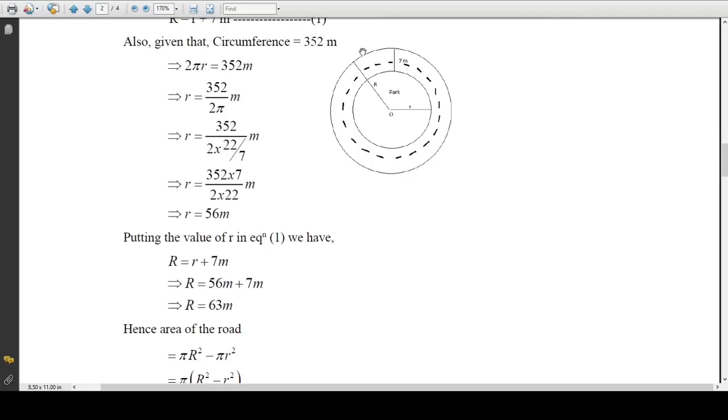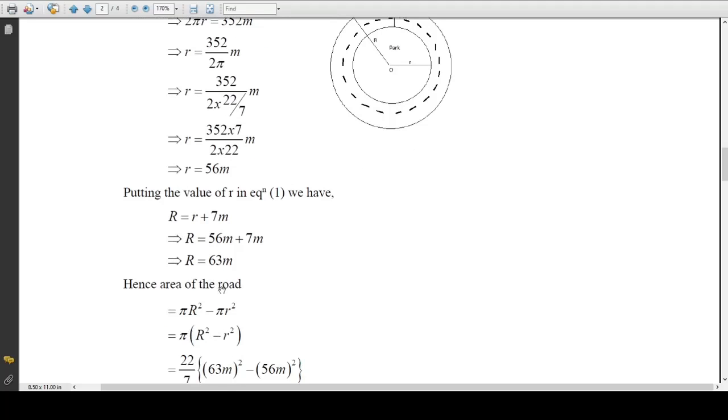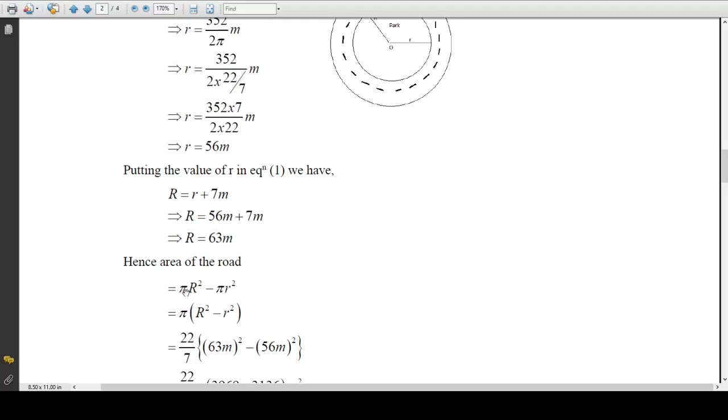The area of the road will be the difference between the area of the bigger circle minus the inner circle. Pi R square, capital R, minus pi r square, small r. The bigger circle minus the area of the small circle gives you the area of the road. Now here pi is common, you can take pi common, then you will have R square minus r square. Now pi is 22 by 7, capital R is 63.